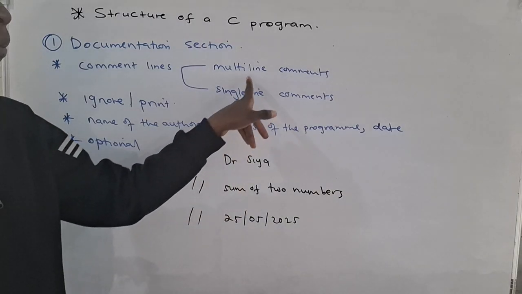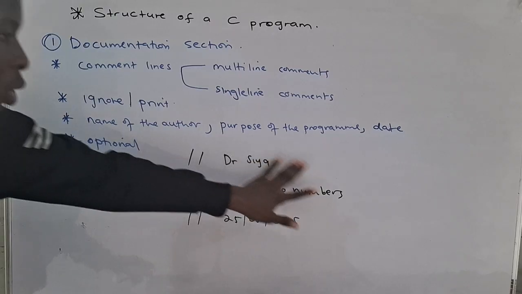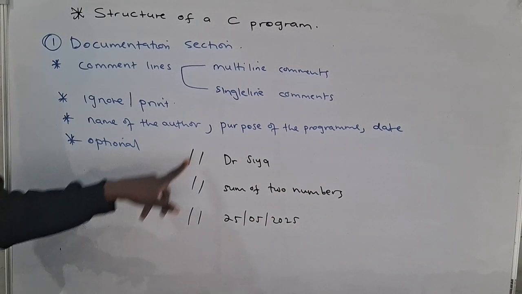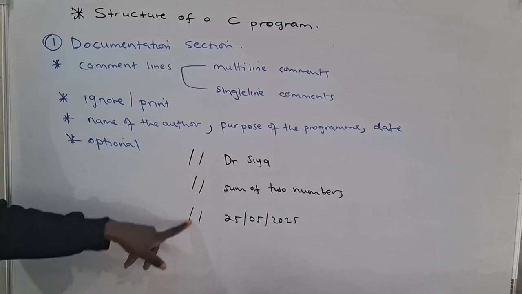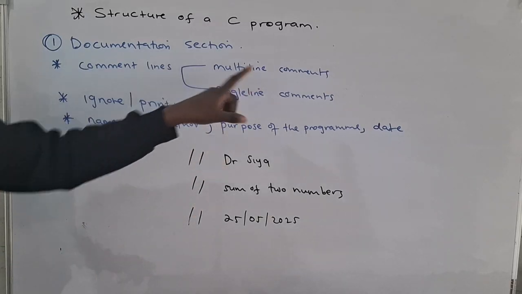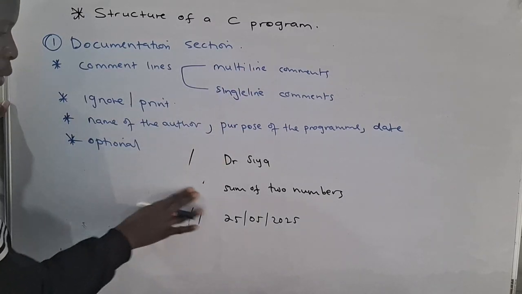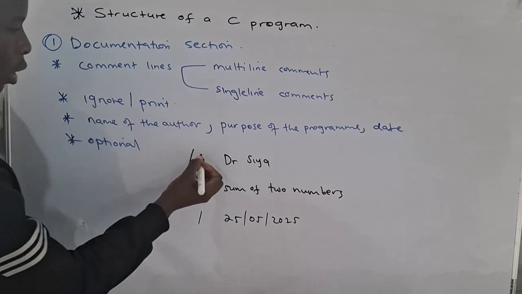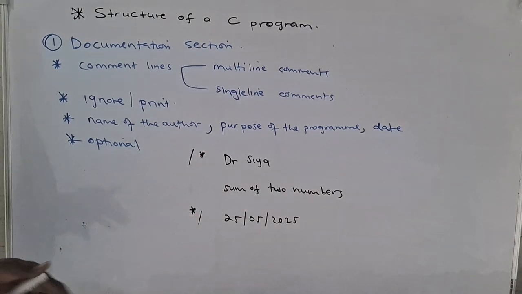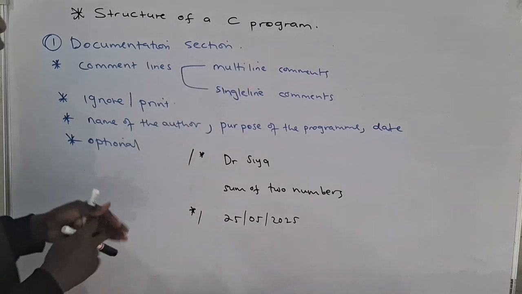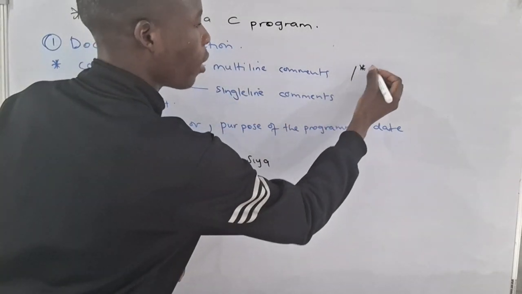Suppose I want to use the multi-line comments. This is not going to be printed because I have used single line comments. These are what we call single line comments. What about if I want to use multi-line comments? It means you are supposed to remove this. So here you put a slash and a star. What will happen? These are what we call multi-line comments.